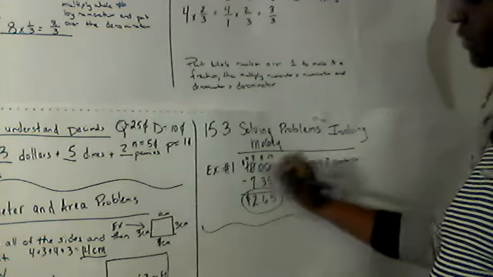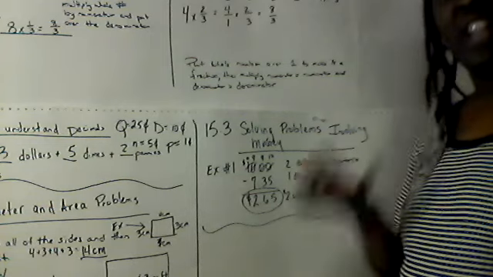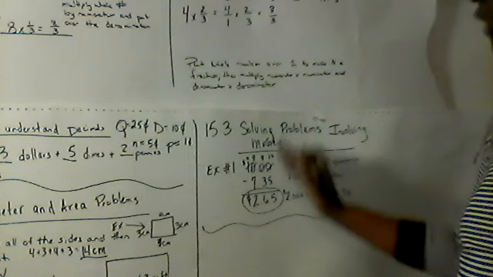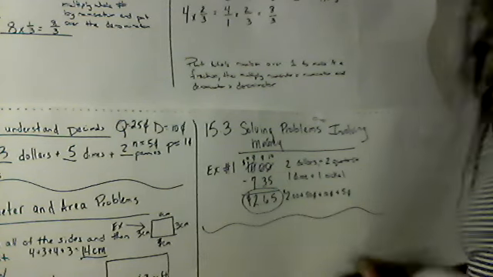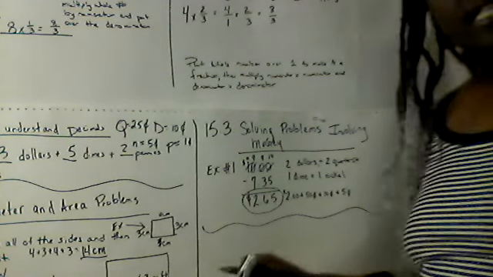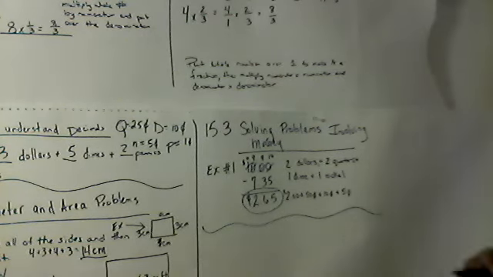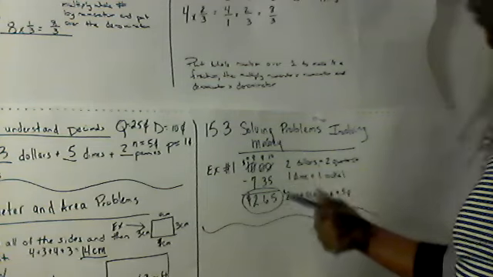We subtract 0 minus 5, and if I have nothing, I can't take 5 from that. So I will have to go and regroup or borrow. But regroup is the official technical term, so make sure you use that.